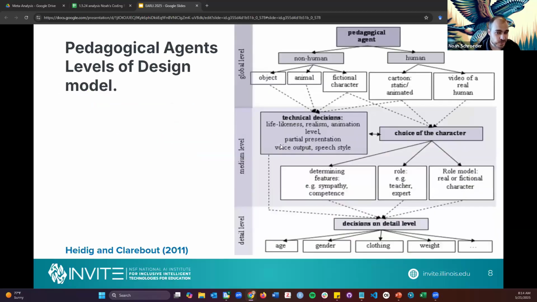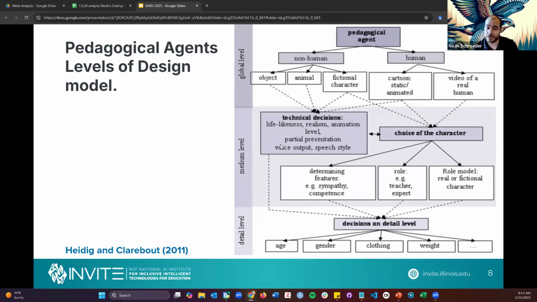And then when we start talking about the visual design of the agent, the challenge is it becomes a really complex space really, really fast. So you can see this diagram here, and this is breaking it down into 3 levels. The global level is the top. This is a choice like, do we use an actual human or do we use like a dog or a frog or a bird? Next, we go into the medium level, which as you can see is technical decisions and the choice of the character that they use. And last is the detail level.